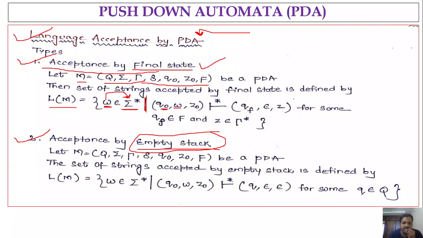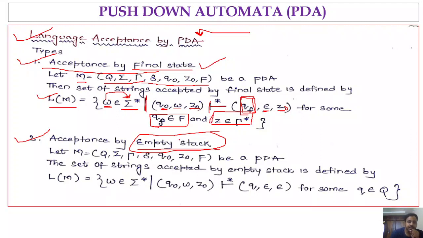considering the stack symbol Z naught, in one or more transition steps, if you get a final state QF, and the next input symbol is epsilon, that means there is nothing left to process, and the stack consists of Z, then the string is accepted. Such a set of strings defines its language. Here QF always belongs to the set of final states, so QF is a final state. And what is this Z? Z is nothing but tau star.